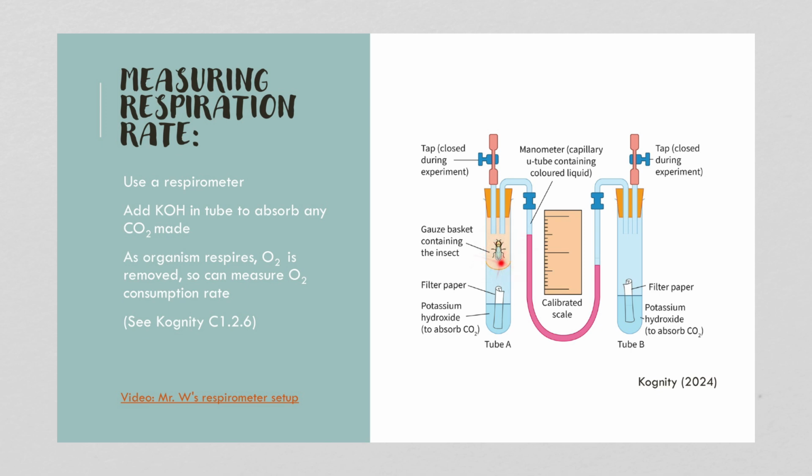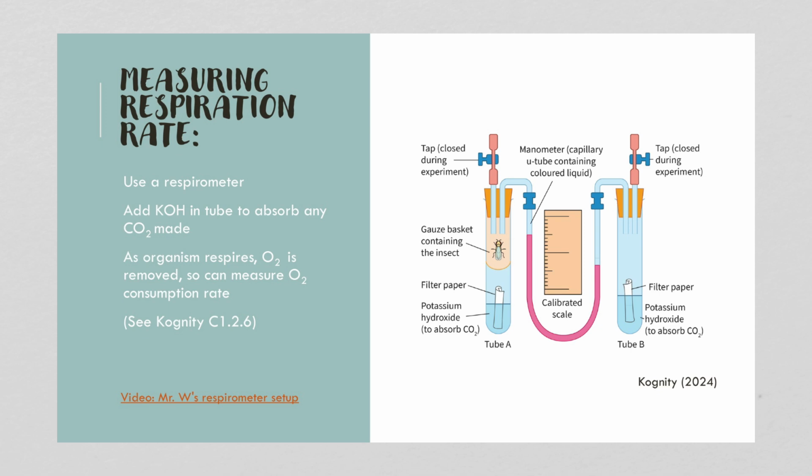So you actually have to put a barrier of some sort to protect the insect so that it doesn't come in contact with the potassium hydroxide because it's an extremely strong base. And then you have this tube. It's a manometer. It's capillary U-tubing containing a colored liquid. And basically, you'll close this tap during the experiment, so no gas can come in and out.